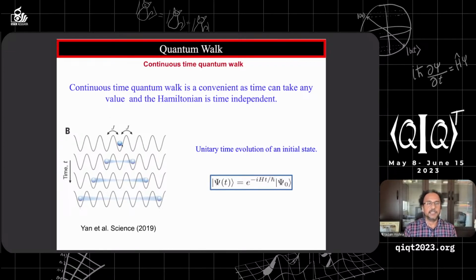So here you can see this is the initial state where the walker is sitting here. It has some kinetic energy J to the right and also to the left. Therefore, after a time evolution, you can see the wave packet, or the wave front, of the wave function of this particle has spread to the entire lattice, which can be seen here.